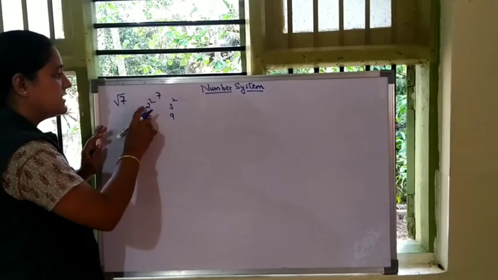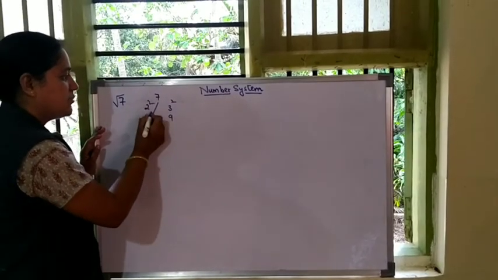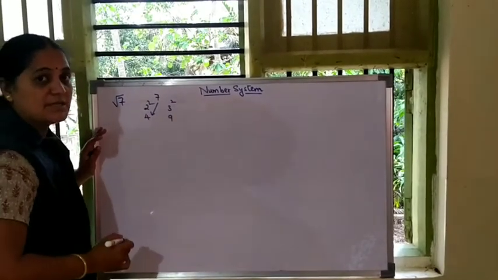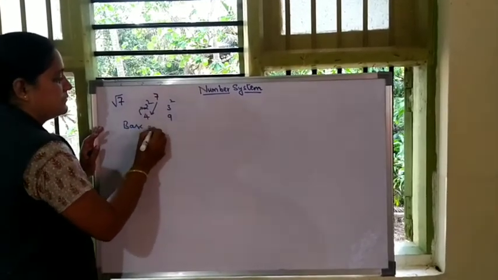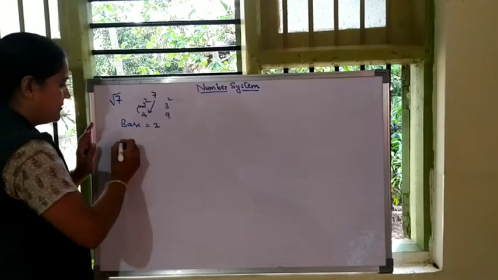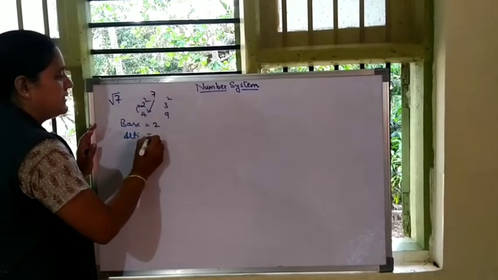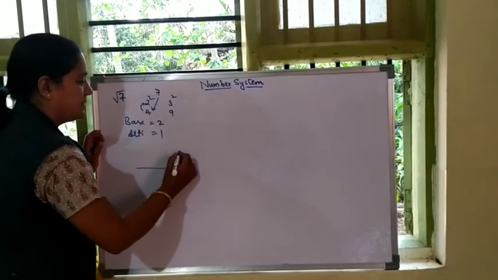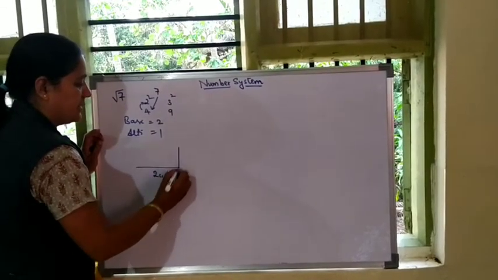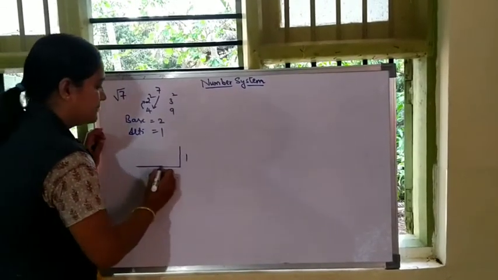So that's why we take the smaller one as the base, and we take its root. So the base is 2. And as I told, the altitude will be 1 centimeter. So when you construct, you will get 2 centimeter and 1 centimeter on the number line.